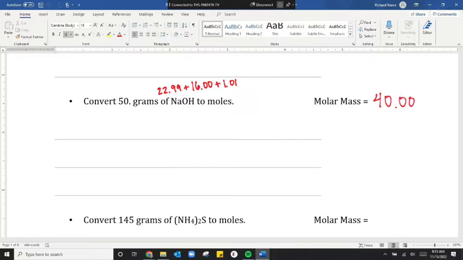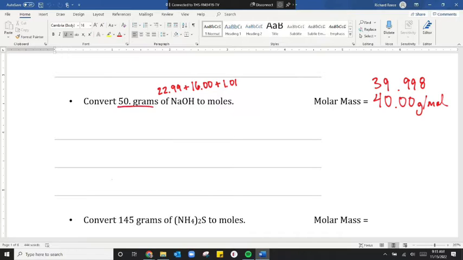If you went with more digits than I did and you did 39.998, you're going to get just as good of an answer, as long as we have at least 3 sig figs. Here we've got 4 and 5 sig figs, so we're totally safe. All right, then we're ready to set it up.